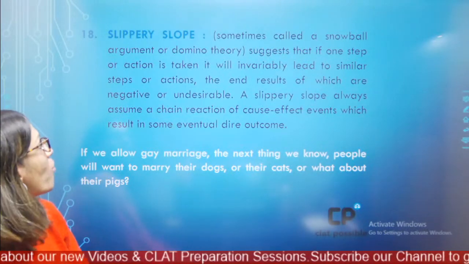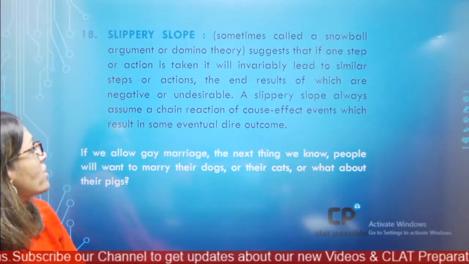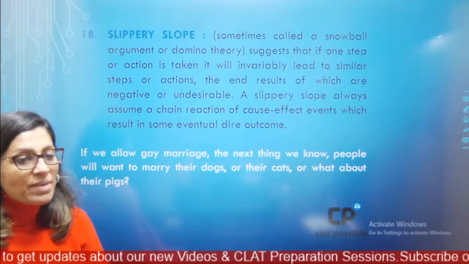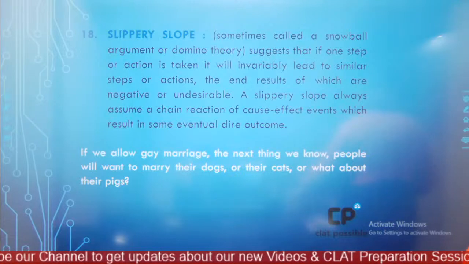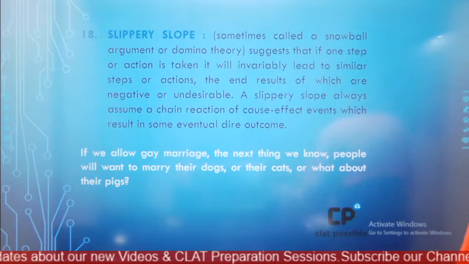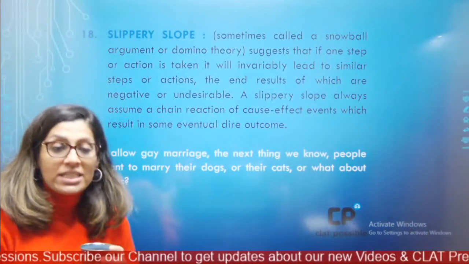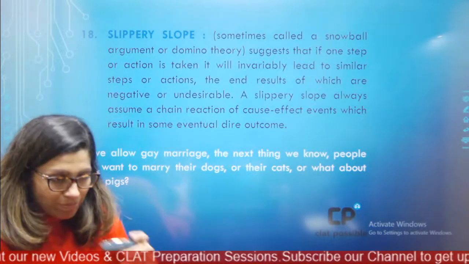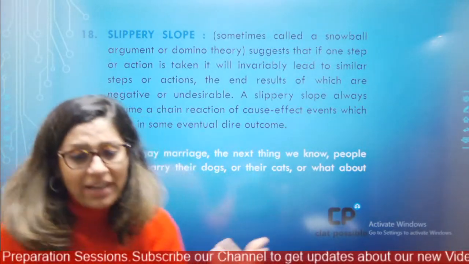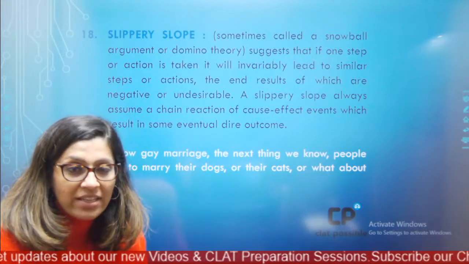So it is basically one step or action is taken. It will invariably lead to similar steps or actions, the end results of which are negative. So this basically means, let me go back to parents. Our actual logical fallacies begin at home. As you must have heard, charity begins at home. So again, I'm sure all of you have witnessed it. I have witnessed it, and I think I also do it as a parent. This is Indian parenting, and I am a definite Indian parent. So I also call it the parental fallacy.